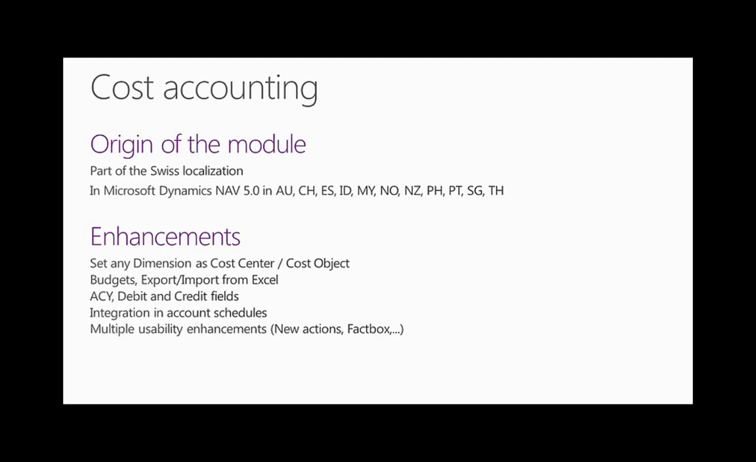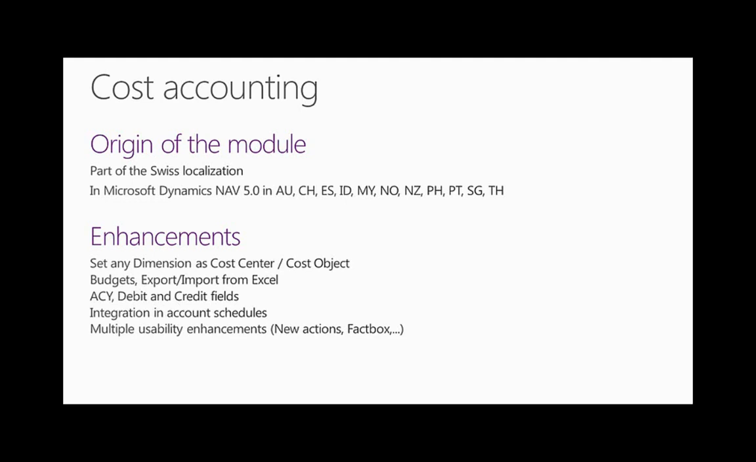You can now set any dimension at cost center and cost object. In the old version, you only could use the global dimension 1 and global dimension 2. You can export and import budgets from Excel. You have new fields for amounts. And you have full integration of account schedules, which gives you the opportunity to mix your data from general ledger and cost accounting. And in addition to that, there are multiple usability enhancements, new actions, fact boxes, and so on.